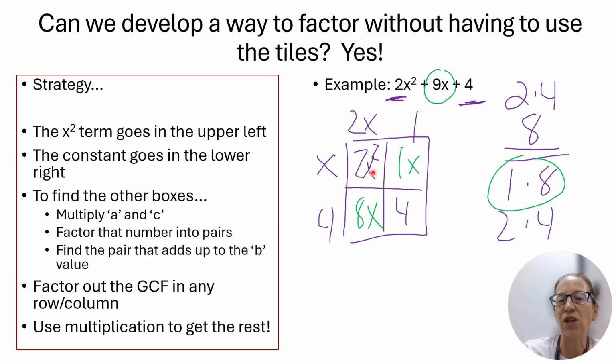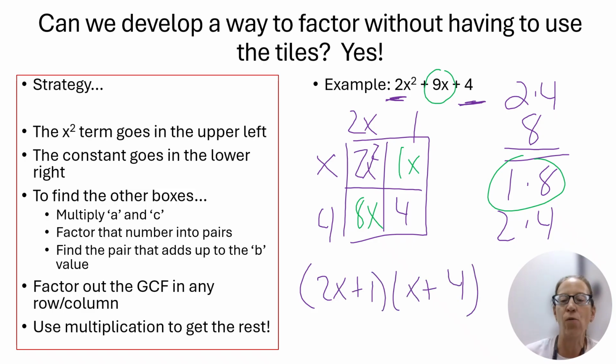So now you can double check each box. 2x times x is 2x squared. 1 times x is 1x. 2x times 4 is 8x. And 1 times 4 is 4. And I know that all of those work. So the sides of that rectangle are 2x plus 1 and x plus 4. And we've got it factored and we didn't have to use the tiles.